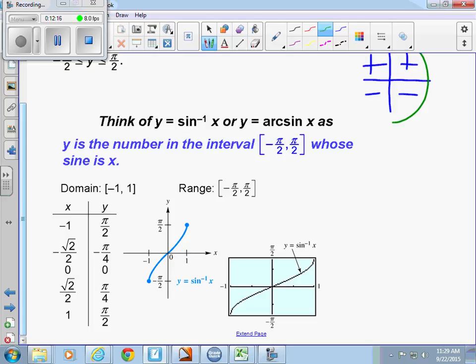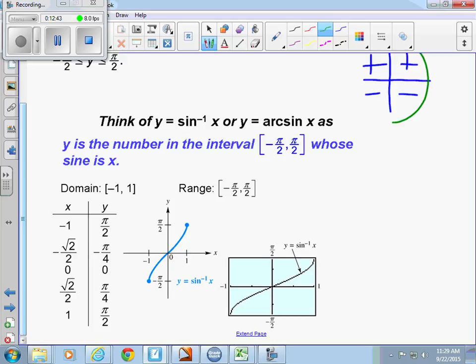sine is 0 when x is 0. At pi over 2, sine is 1. And at negative pi over 2, sine is negative 1. And we can plot other points in between. That gives us our sine function. It kind of looks like it's up on its side.